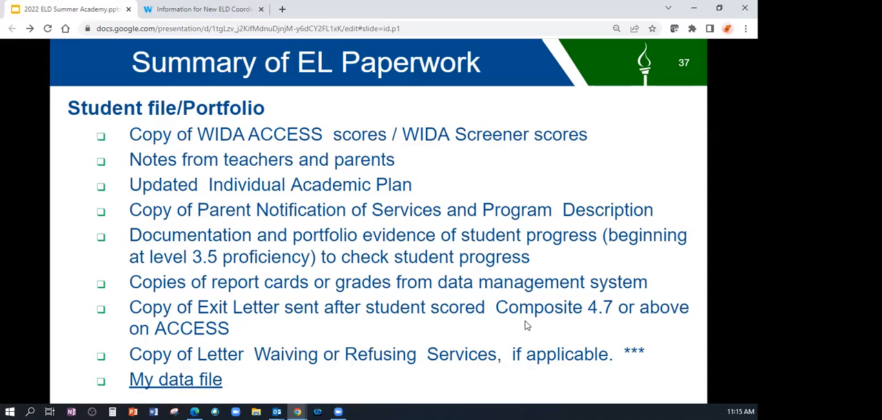The most recommended level to start this at is a proficiency level of 3.5. In my district, we started with their portfolio when they enrolled in the school district. So we had it from when they started until when they exited. You also would put in an exit letter after they have achieved a 4.7 or above, so that you have that in their file, and that you know if you leave the district or someone new is working with the student, they'll know that they've achieved that 4.7 and that you have contacted and notified parents.